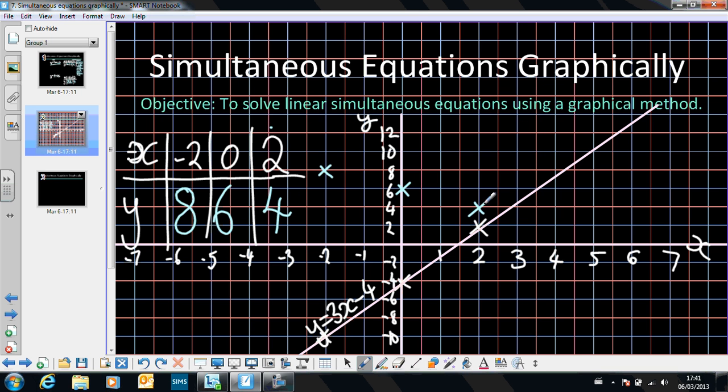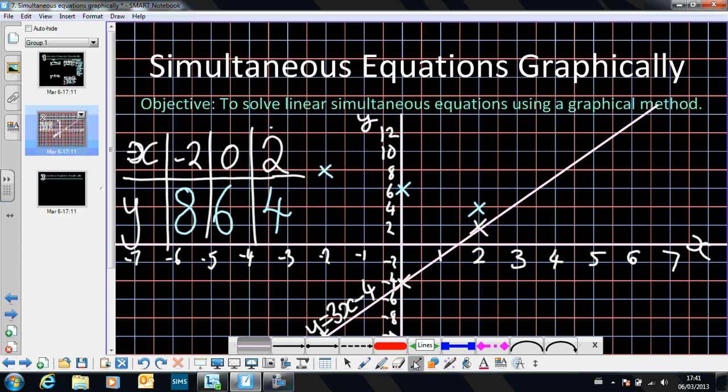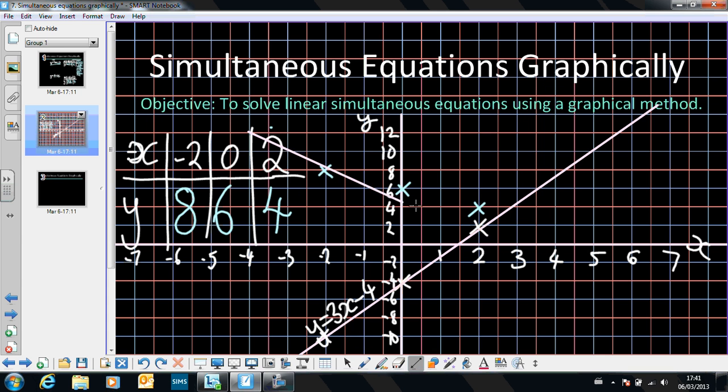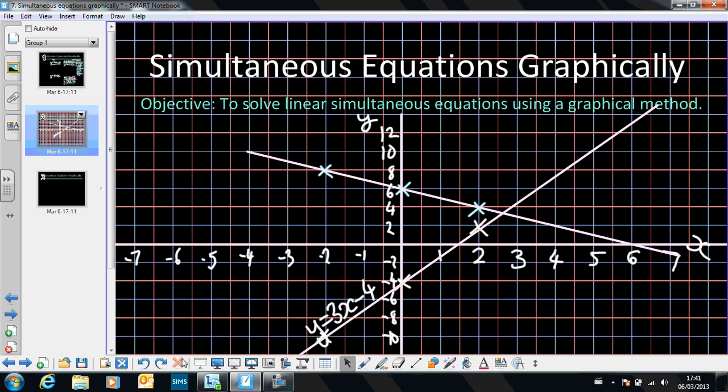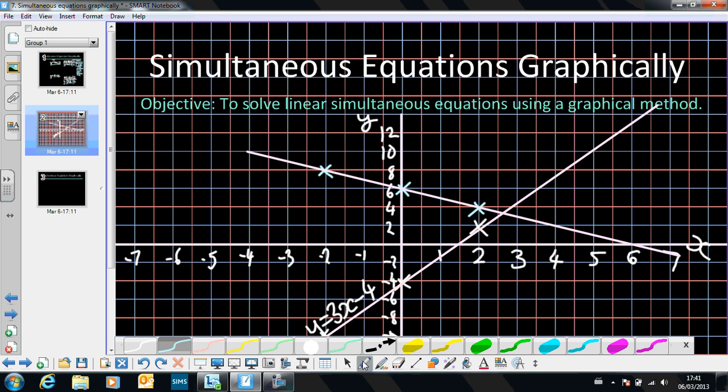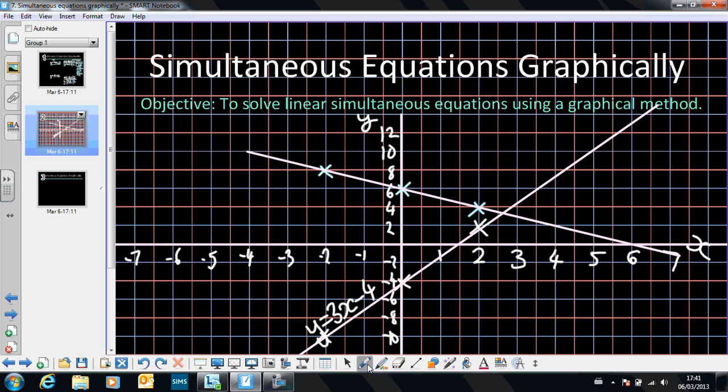There's my 3 points. I'll join them up with a straight line. Oh, worked that out wrong. Missed. Let's try that again. About there. That's better. Okay, spot on. Let's lose the table. Don't need that anymore. So I've drawn my 2 lines. I haven't even remotely thought about what it means to solve these 2 equations simultaneously.